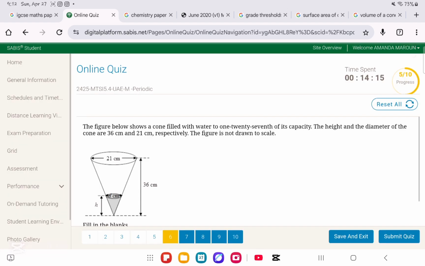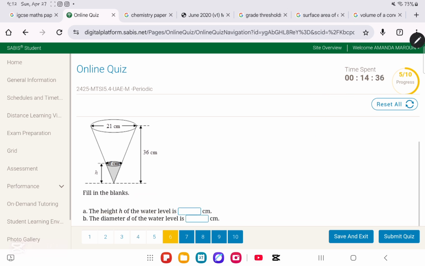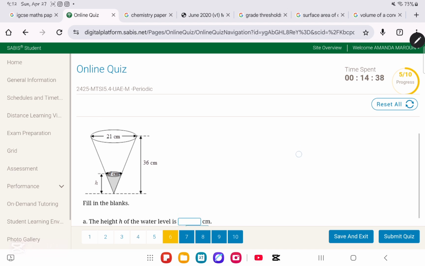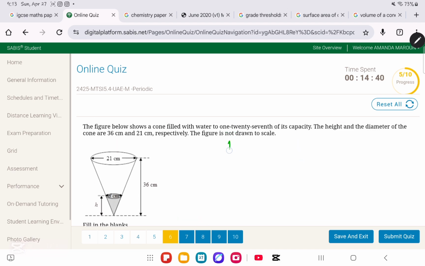We move on to question number 6. In question number 6, they said, the figure below shows a cone filled with water to 1/27th of its capacity. Whenever they say capacity, they mean volume. Okay? The height and diameter of the cone are 36 centimeter and 21 centimeter respectively. The figure is not drawn to scale. They need the height of the water and diameter of the water. So very simply, they need the height and diameter.